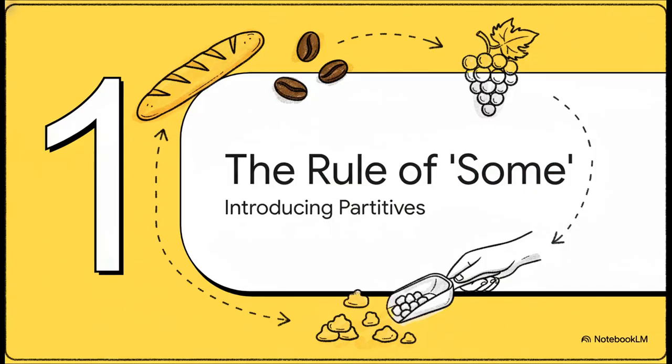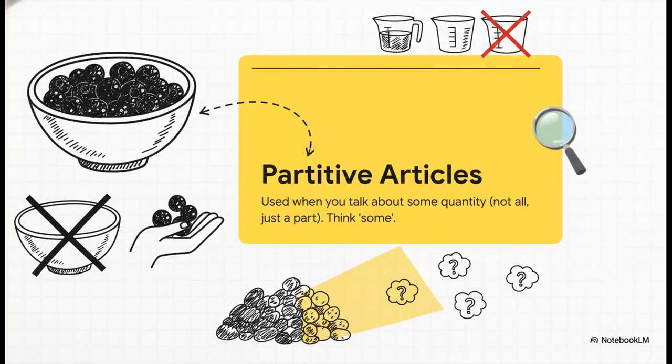Okay, so the very first key to cracking this whole thing actually boils down to one little English word, some. This is our gateway to understanding something in French called partitive articles. So what are these partitive articles anyway? Just think of them as your some articles. You use them whenever you're talking about a part of something, an unspecified amount of a bigger thing. You're not drinking all the coffee on the planet, right? You're just having some coffee.